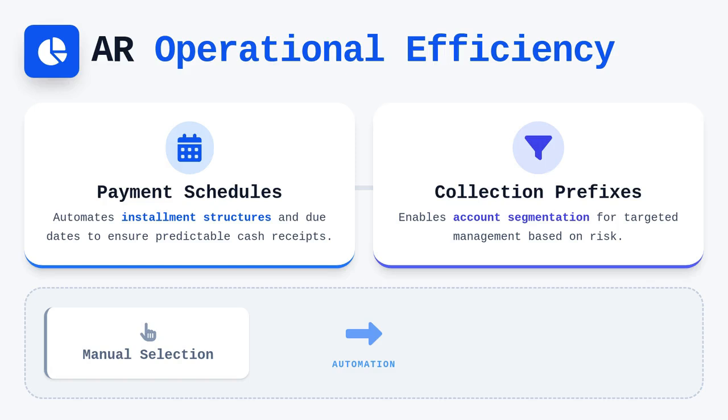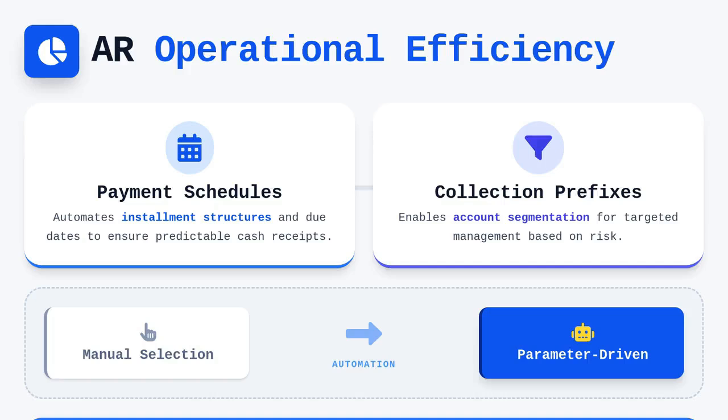Furthermore, the use of collection prefixes and associated management techniques allows for better segmentation of accounts that require varying levels of attention from collections personnel. By embedding these configurations into the customer profile, we create a predictable framework that allows the system to handle routine tasks efficiently. This shift from manual intervention to parameter-driven automation is precisely how Dynamics 365 handles systemic organizational growth without requiring a proportional increase in administrative staff.